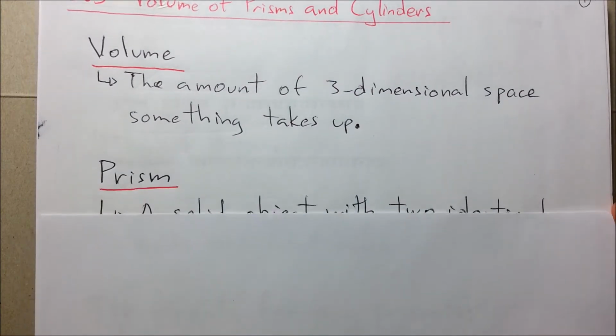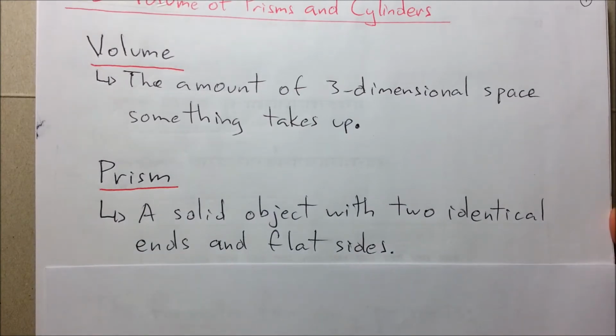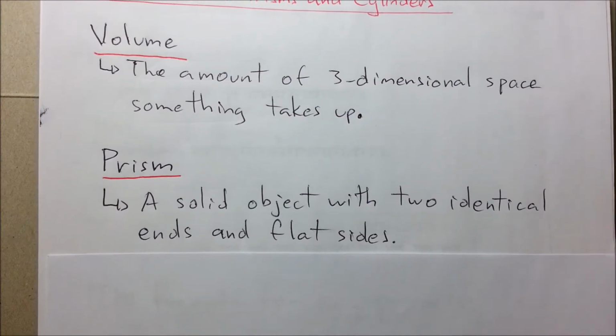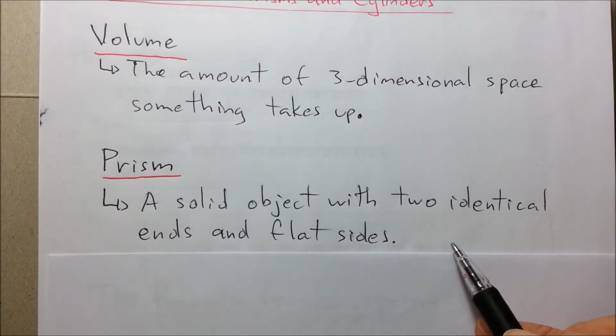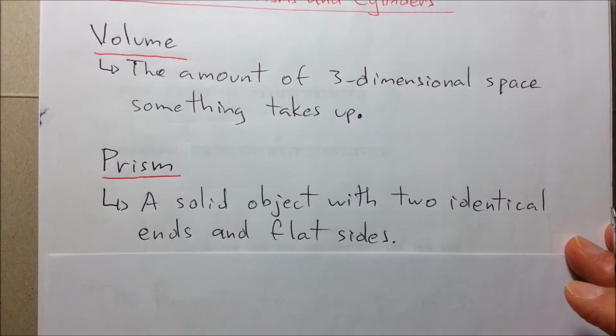The prism. What is a prism? A solid object with two identical ends and flat sides. We saw some of these shapes already in the previous lesson. You can think of a rectangular prism, you can think of a triangular prism, and even a cylinder, whose ends are in the shape of a circle.